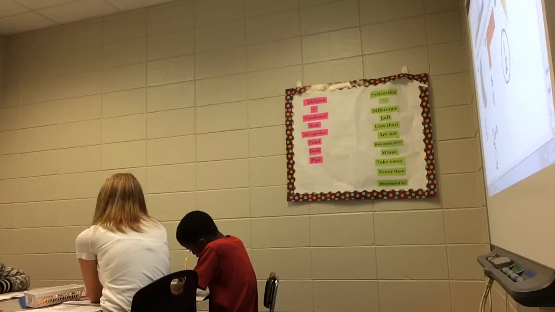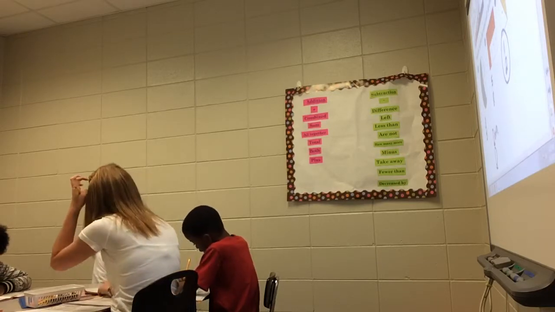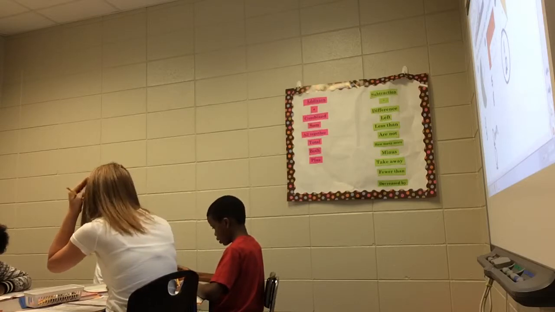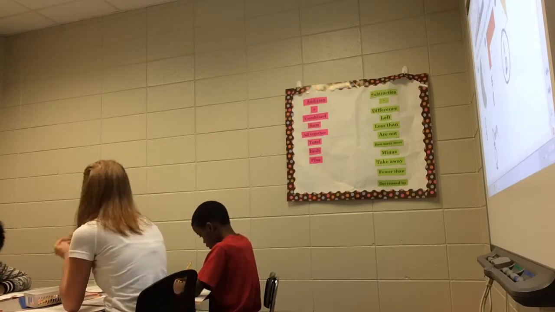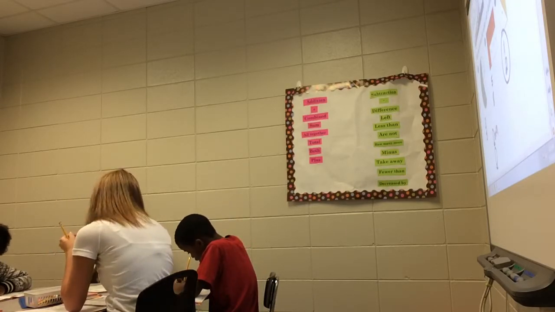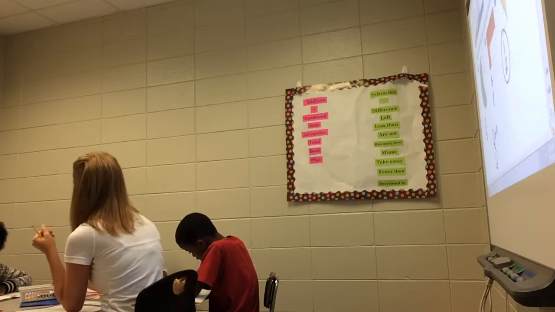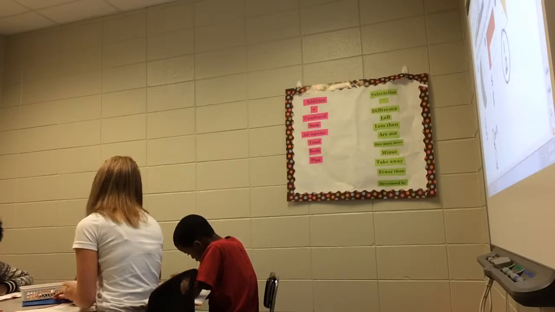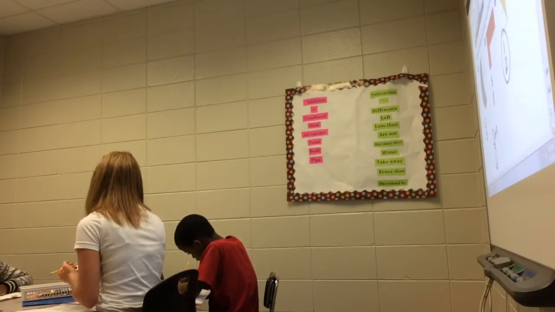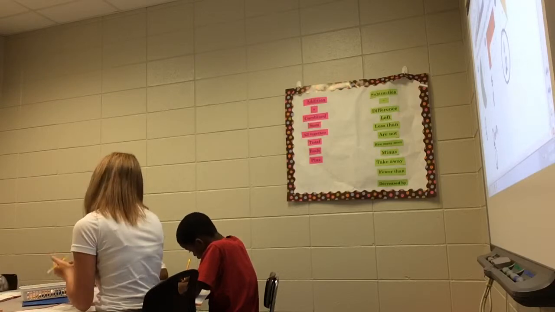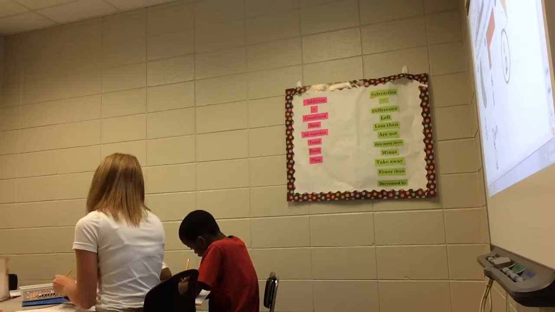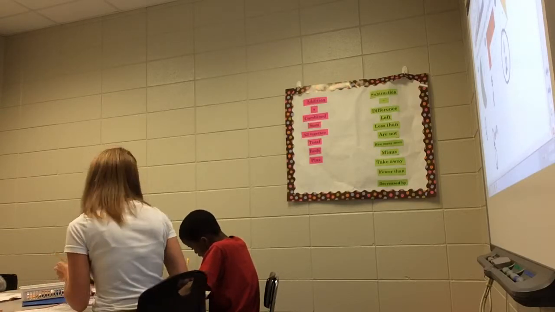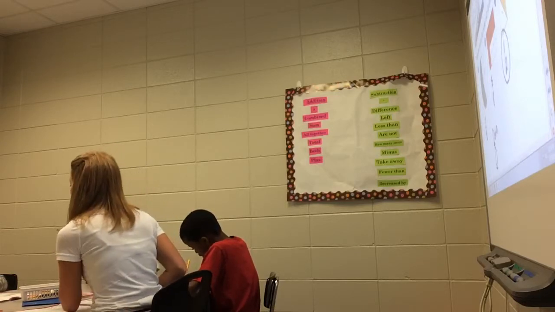Okay, 2 times what equals 14? 2 times 6 is 12. We want to know what equals 14. Do your multiples. 7. Okay. All right, number 12 is 1 eighth.